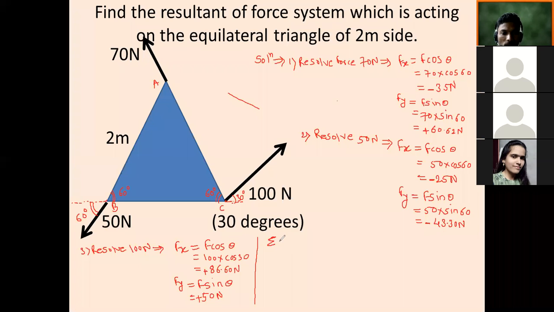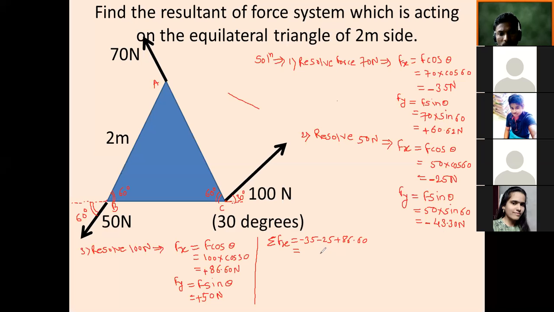We want to calculate the resultant. For that purpose, what do we require? Summation of Fx. The first component is minus 35, then minus 25, then plus 86.60. Calculate this, with sign. Minus 35, minus 25, plus 86.60. Minus 90 plus 96.6 gives 6.6 Newton.